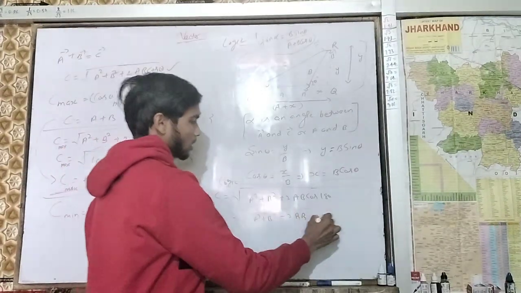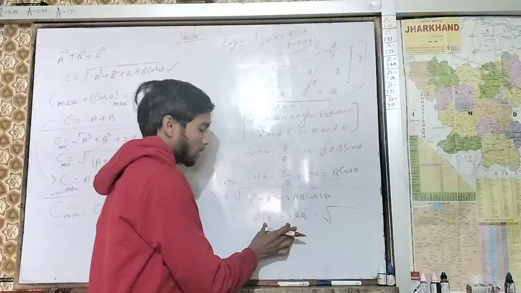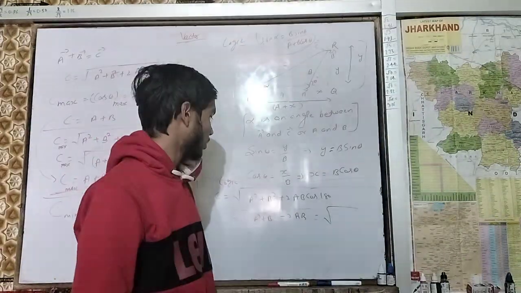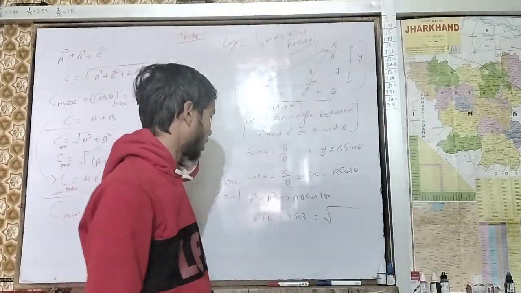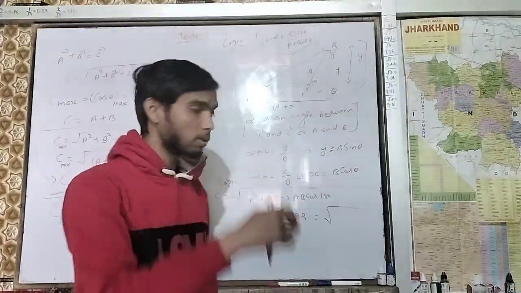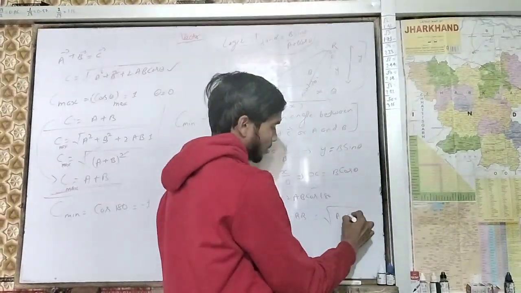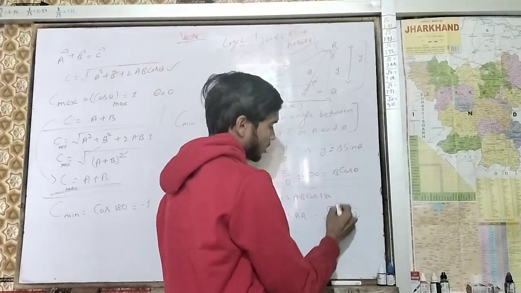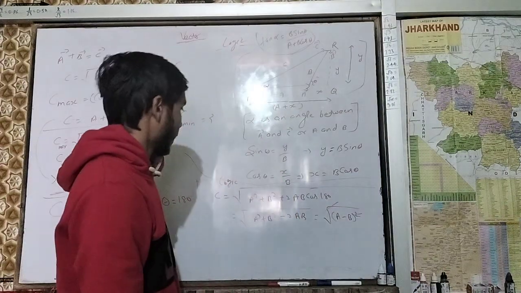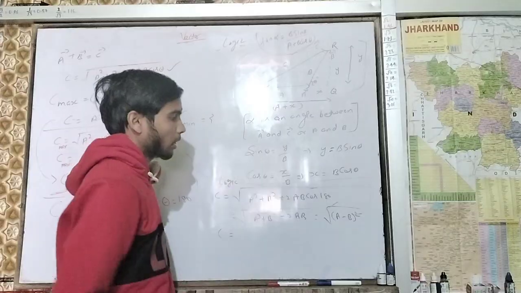Now we have an algebraic identity. This is equal to A minus B raised to the power 2. So this can be written like that. The square will cancel the root, and then we will get A minus B.